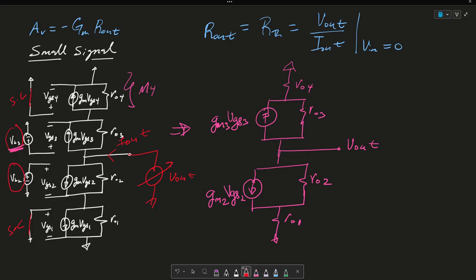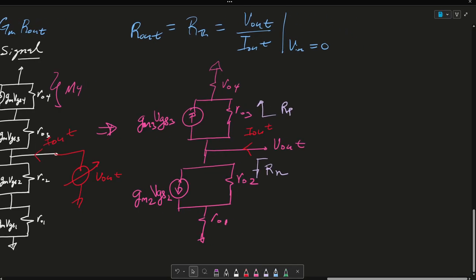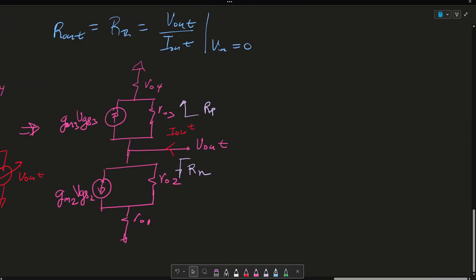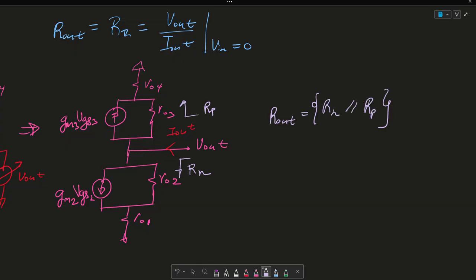And you might hear this a lot. So let me apply a current I out. This I out is based on the resistance when I look down this way. Let me call this RN. And when I look up this way, let me call this RP. So in short, it's going to be a long equation. So R out is actually going to be this RN in parallel with RP.